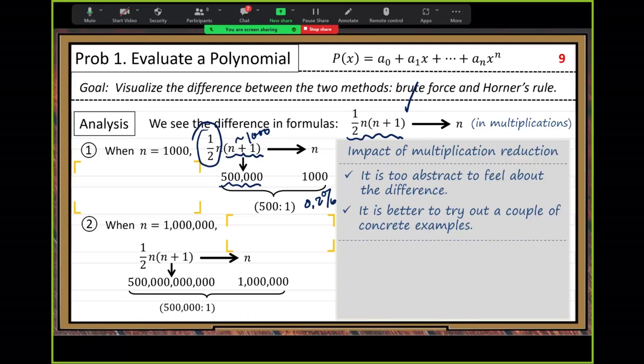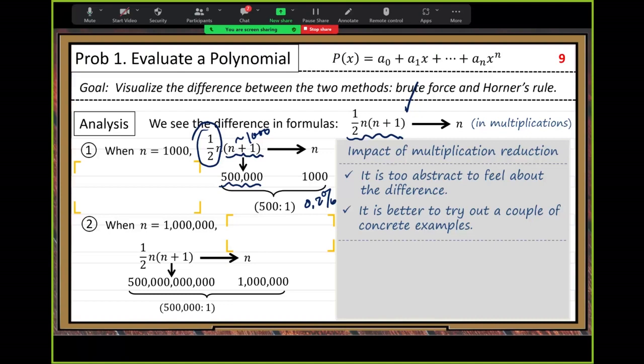500,000 to 1 ratio. Is that a huge difference? Think about it. How big is this ratio? 500,000 to 1. Here I want to use another way to give you a feel for the big difference of this big ratio.